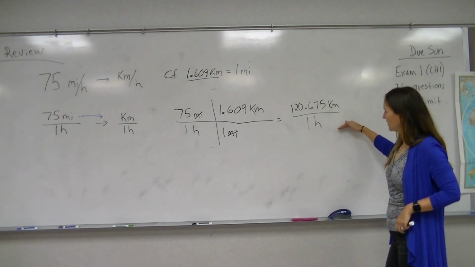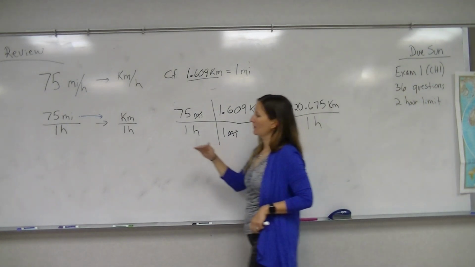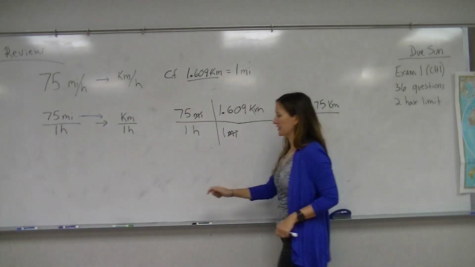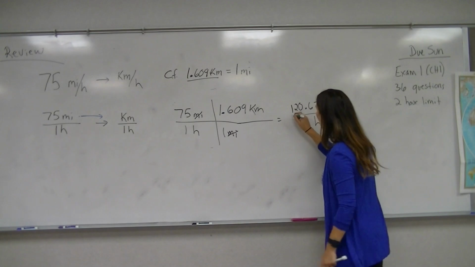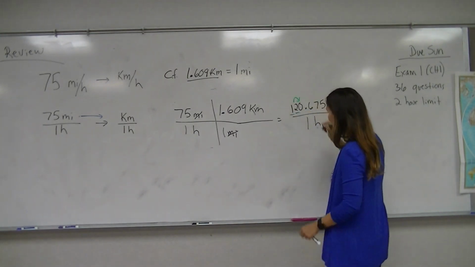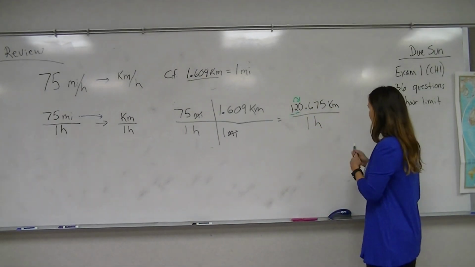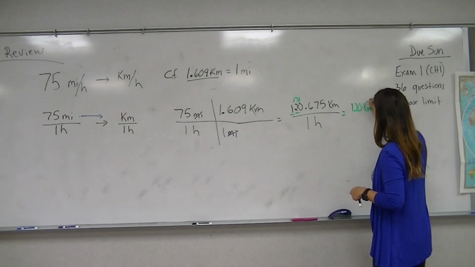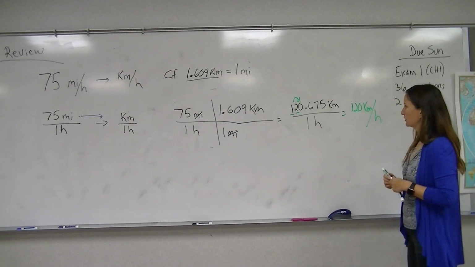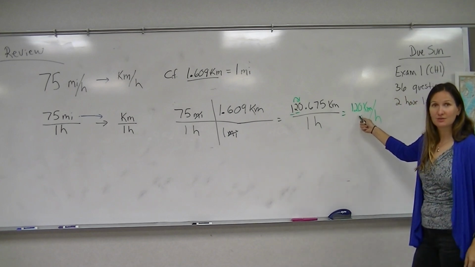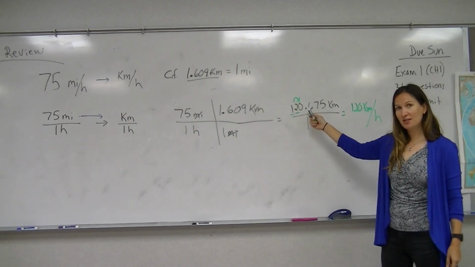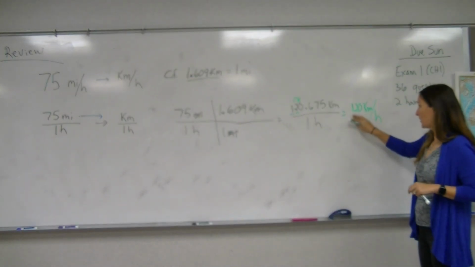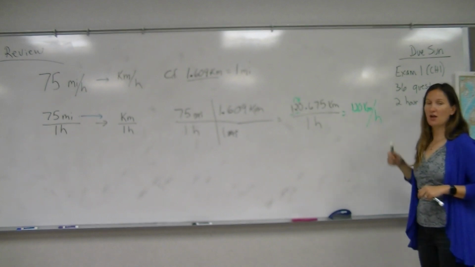Now let me look at sig figs. I want 2 here. So let's count: 1, 2. Look at the number next to it. That stays a 2. So my answer is 120 kilometers per hour. Notice I kept the 0 because I didn't want to go from 100 and something down to just 12. So I kept the 0 there. It's not significant, so I'm still at 2 sig figs and I'm still in the 100 range.